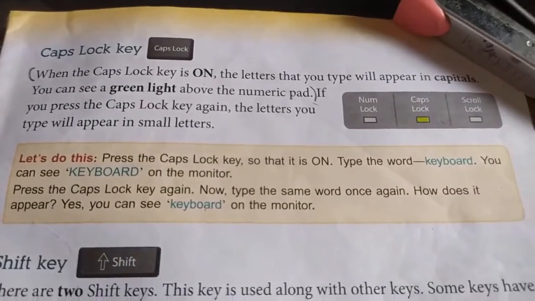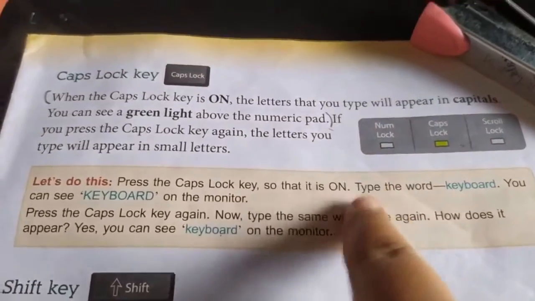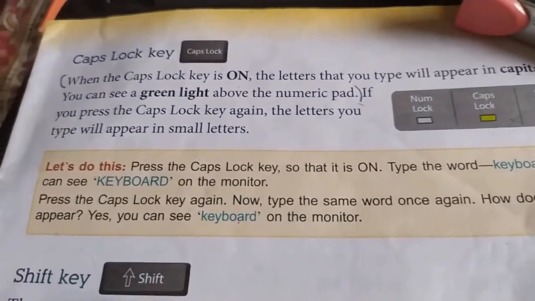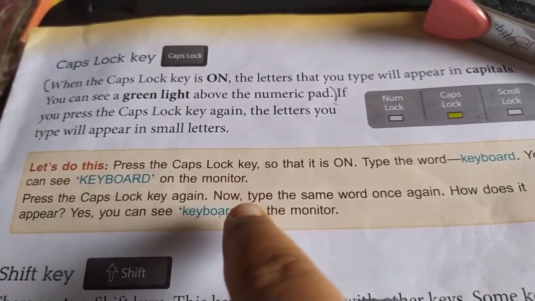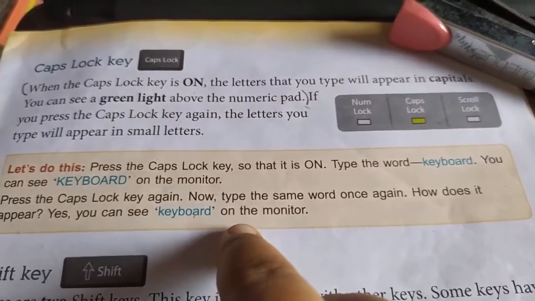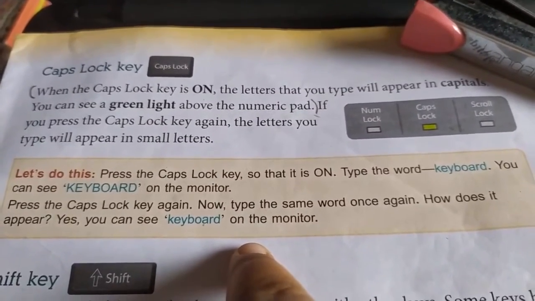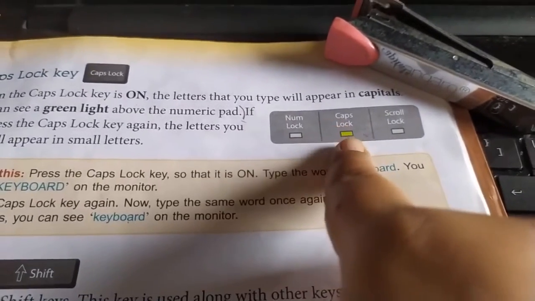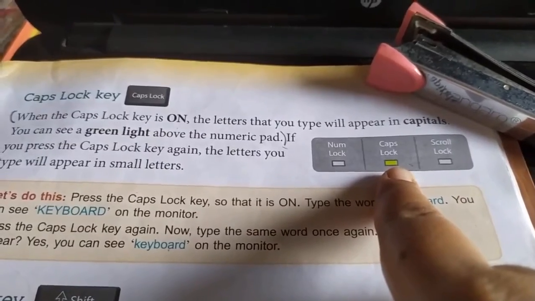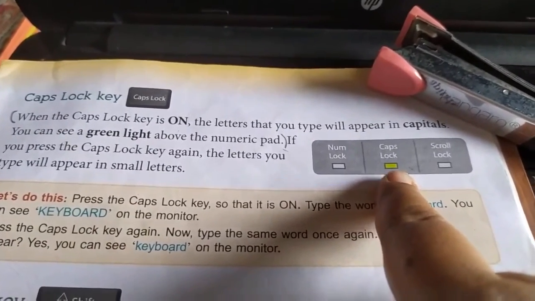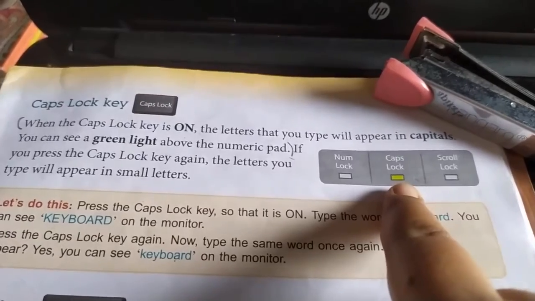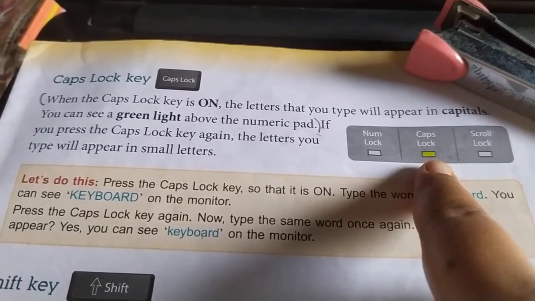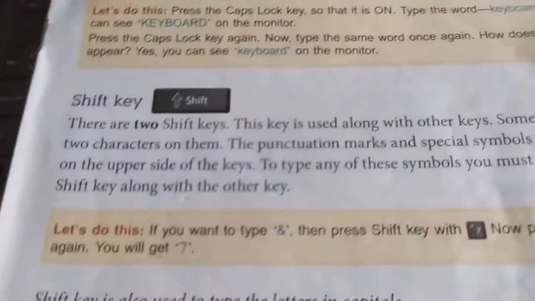Now, caps lock key. See in the keyboard, this is the caps lock key. When the caps lock key is on, the letters that we type will appear in capital. We can see a green light above the numeric keypad. That means the caps lock key is on. If this light is off, that means the caps lock key is not on, and the typing will all be in small letters.